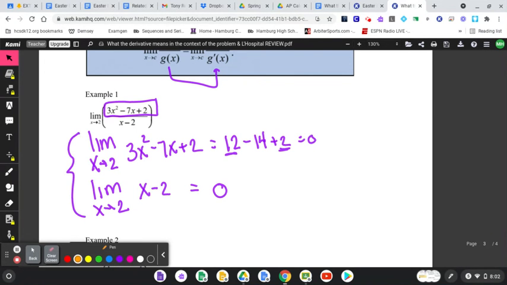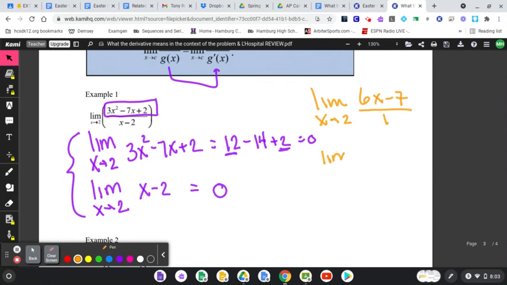So I just do it right off the bat because typically most of these questions on our exam are L'Hopital. Not always, but typically. So I've kind of stated them separately. So now I can go through and apply L'Hopital's rule. So the limit as x approaches 2, and I'm just going to derive the top. So I've got 6x minus 7 all over 1.